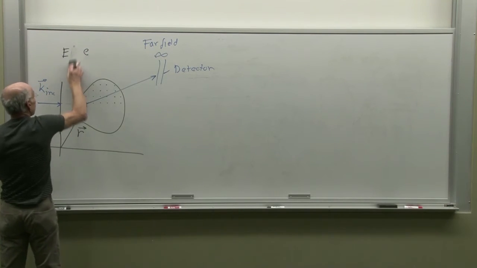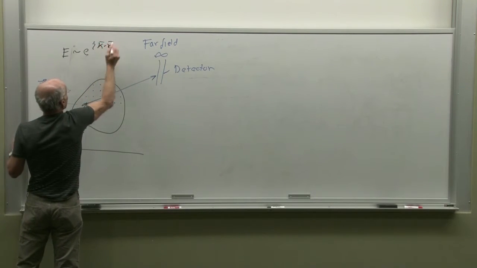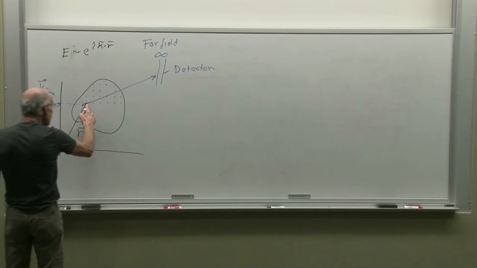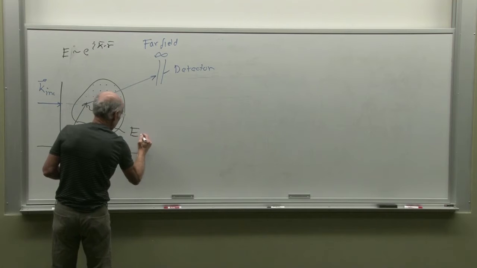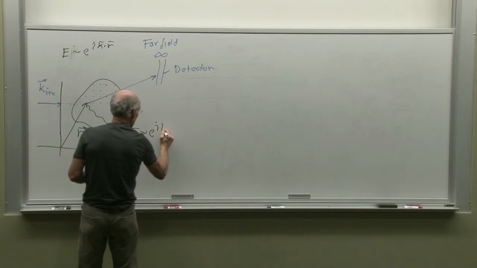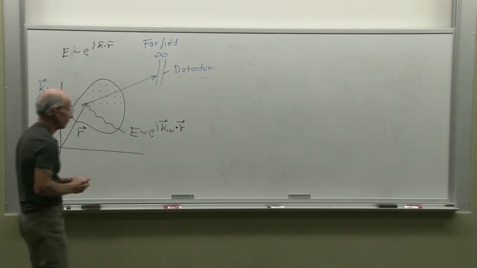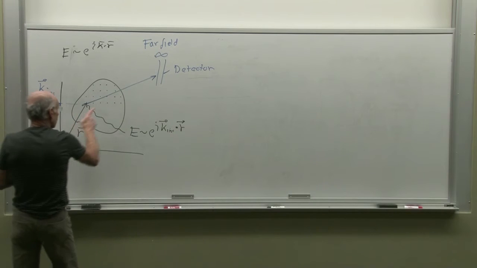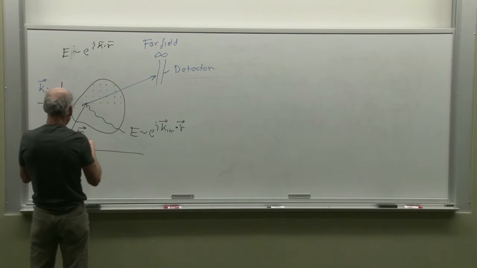Here again, I'm just looking for the proportionalities. e to the i k dot r. So that's our wave formulation. So right here, the wave is e to the i k incident dot r. Okay? Here comes the hard part. It's going to scatter up to the detector with a different wave vector.